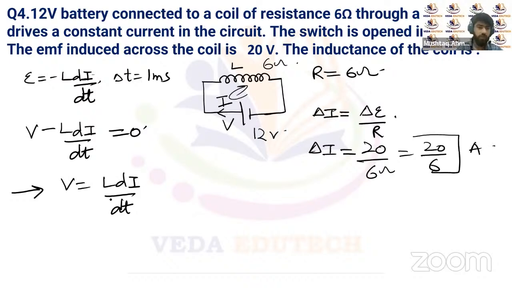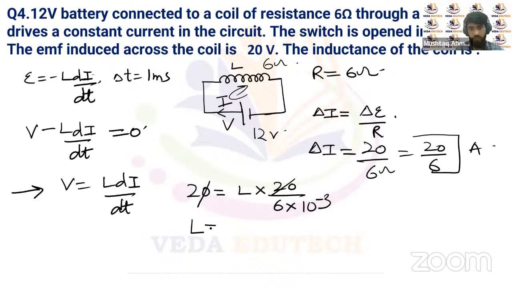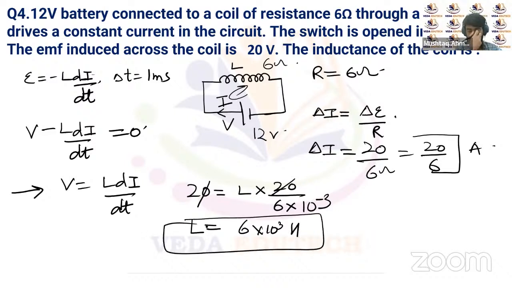This much current is generated in a time delta t equal to 1 millisecond. So 20 volts is the EMF, and it will be L delta I, that's 20 upon 6, divided by the time t, that's 1 millisecond, which is 10 to the power minus 3. From here, 20 gets cancelled, and the value of L comes out to be 6 into 10 to the power 3 Henry. This much inductance will be there for this coil if in 1 millisecond, 20 volts of EMF is induced across the coil.